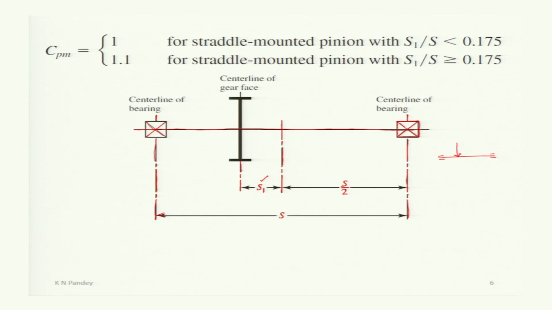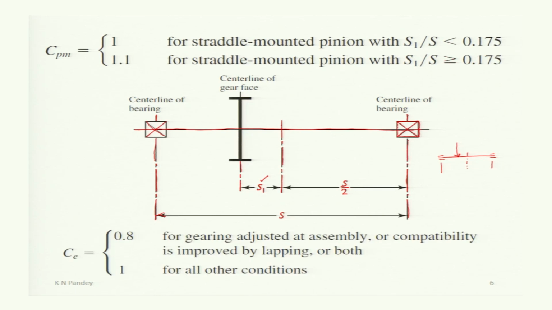So this is the center line, mid span. Straddle mounted means a simply supported type of mounting. So, depending on the value of capital S1 divided by S, if it is less than 0.175, then Cpm is taken as 1, otherwise it will be taken as 1.1 if capital S1 divided by capital S is greater than or equal to 0.707.